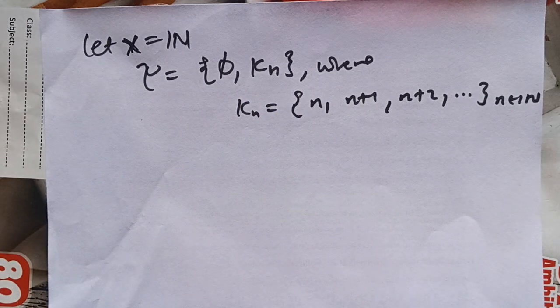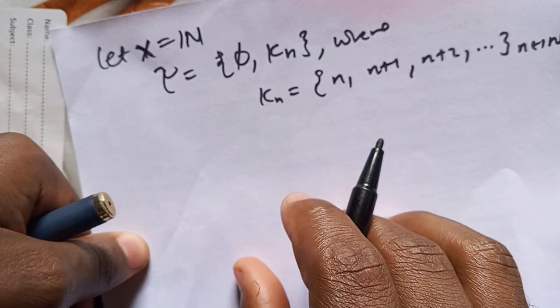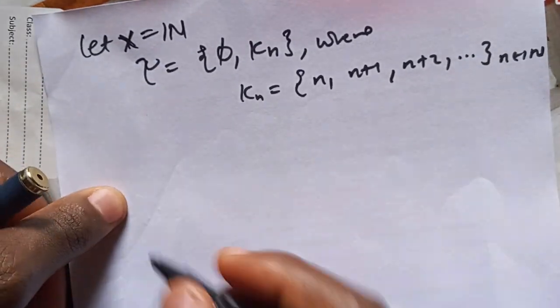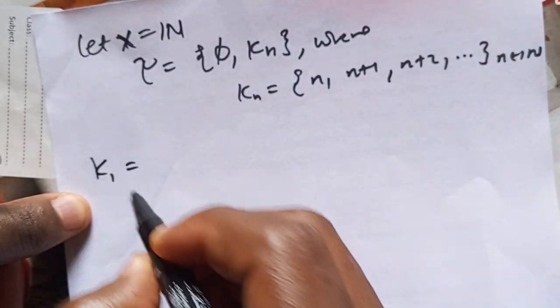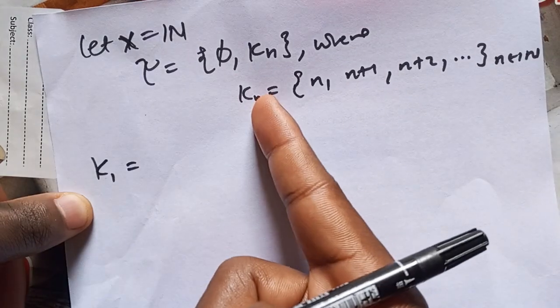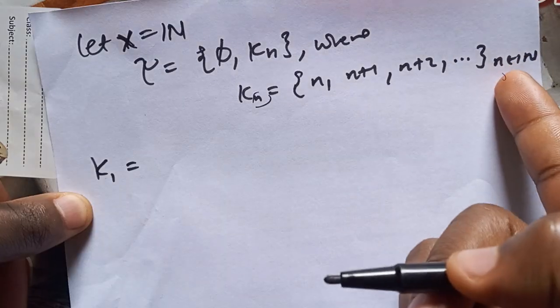Now we want to show that this is a topology on X. Remember, my X is the set of natural numbers. Now we want to show that this is a topology on N. Let's start like this. Before we show that it's a topology, let us do something first. Let's understand what K_n is. Now remember n is coming from the set of natural numbers, so this is an element in the set of natural numbers.